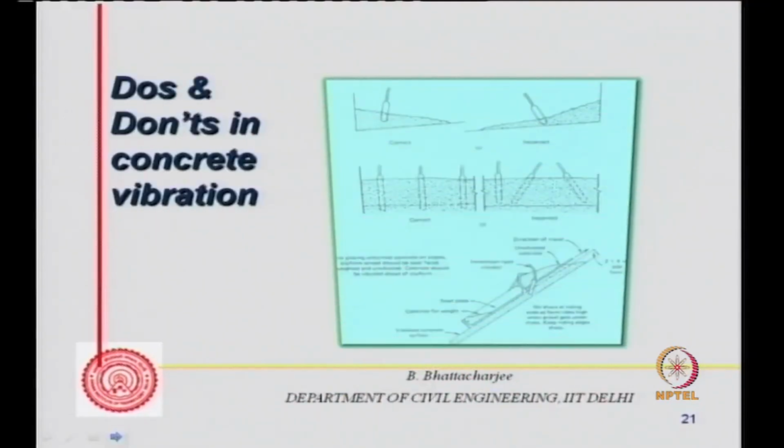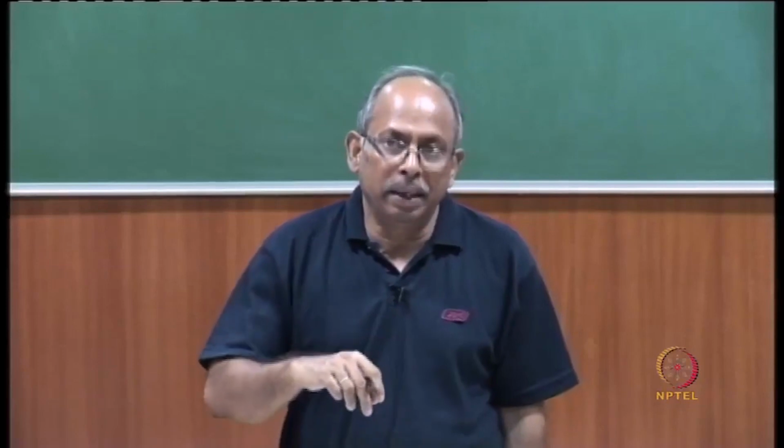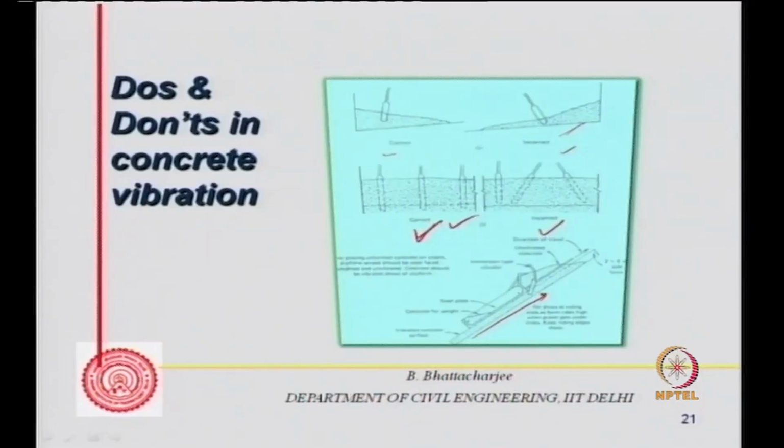What you shouldn't do with respect to vibration: you see, this is the correct type, this is incorrect. The needle vibrator should not be penetrated at an angle. This is incorrect, this is correct, because it will be dragging the concrete along this direction. So by and large, it should be put down vertically. And if it is on a sloped surface, you place the concrete and vibrate from the bottom and go upward. So it is desirable that one vibrates vertically downward without inclination of the needle. It is not desirable to incline the needle.